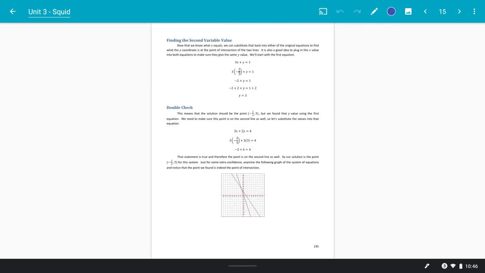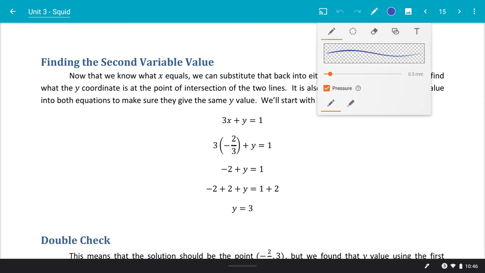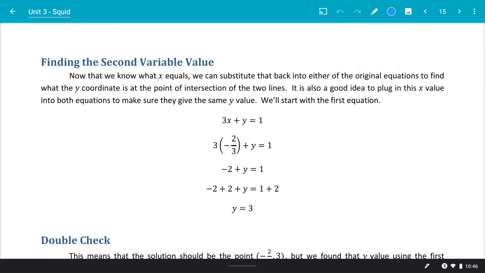All right. Now, finding the second variable value. Once we have solved for one variable, now that we know what x equals, we can substitute that back into the other original equation to find what the y coordinate is at the point of intersection of the two lines. It's also a good idea to plug this x value into both equations just to make sure that they give you the same y value. So we'll start. Plug the negative 2/3 in for the x, okay? And then 3 times negative 2/3 is negative 2. And then add 2 to both sides, and y equals 3.